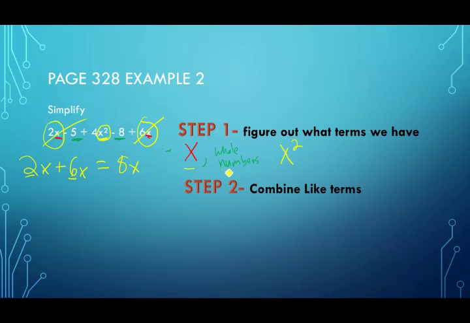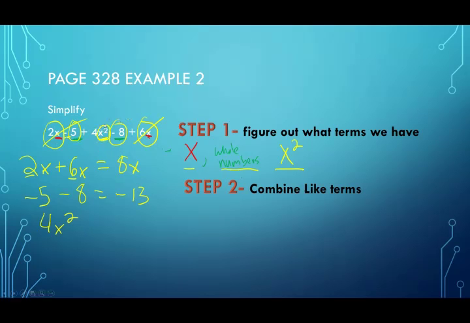Then we know we have whole numbers. So whole numbers here, we have a negative 5 and a negative 8. So negative 5 minus 8 is really negative 13. And then we also have an x squared. Our x squared is 4x squared. And we notice there's nothing else to combine it with, we just have it like that.